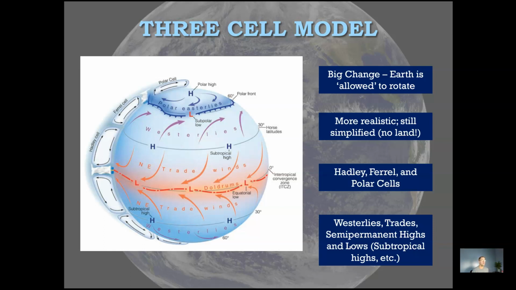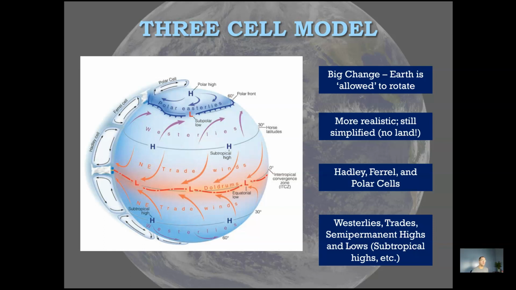In our 3-cell model, we initiate one substantial difference, which may seem small, but it's incredibly important. And that's that now we're going to allow Earth to rotate. Still covered in water, still got that heating directly over the equator, but now the Earth is spinning. And that introduces a lot more realism to what is going on. It allows that warm air to still want to move upward. Again, warm air is less dense and wants to rise, and cold air is more dense and wants to sink. But now we start to see some motions eastward and westward.